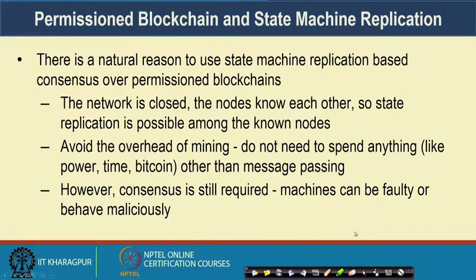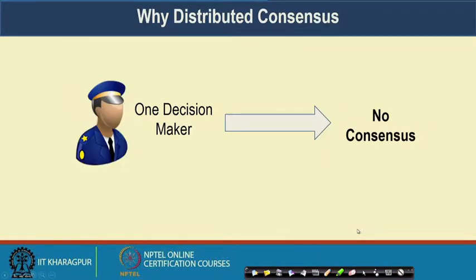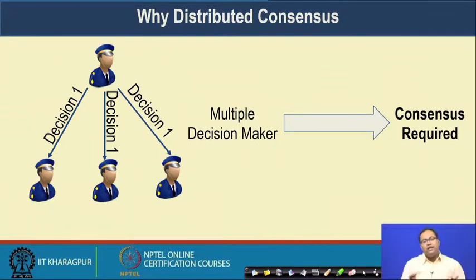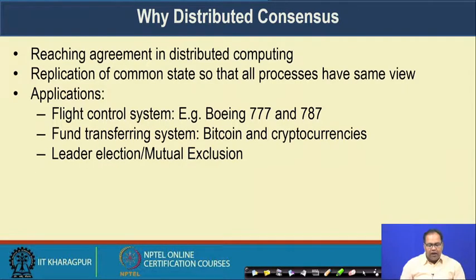So, let us quickly go through the consensus algorithms. Earlier we have looked into this concept of distributed consensus. In case of a consensus algorithm, if there is only a single decision maker, you do not require any consensus. Whenever there are multiple decision makers and in a collective way they want to come to a certain decision, then you require consensus. So, distributed consensus helps you reach an agreement in distributed computing. In terms of the state machine replication concept, you replicate the common state, so that all the processes have the same view of the state.